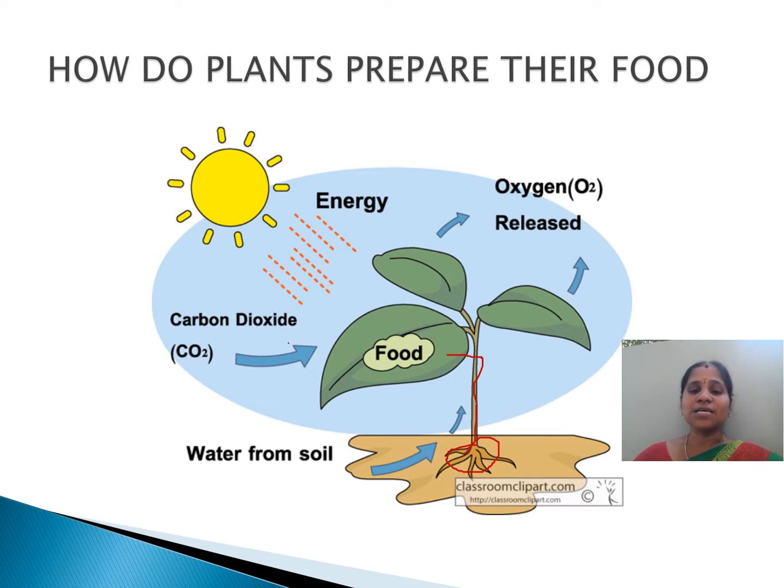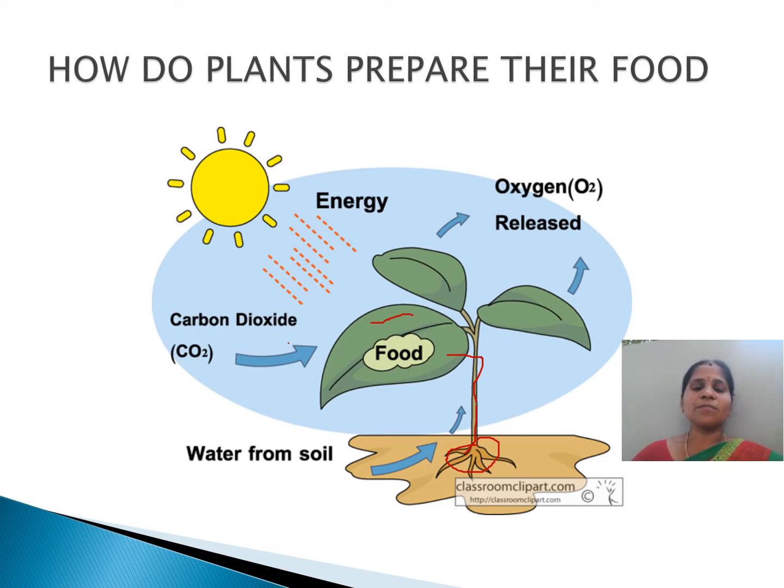In the presence of sunlight, these are converted into simple sugar. These two, carbon dioxide and water with minerals, will be converted into food. It is in the simple form of sugars. These sugars we call carbohydrates. So light energy from the sun is absorbed by the green pigment. This green pigment is called chlorophyll.